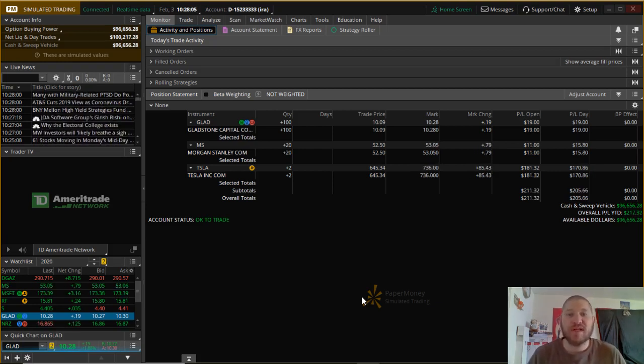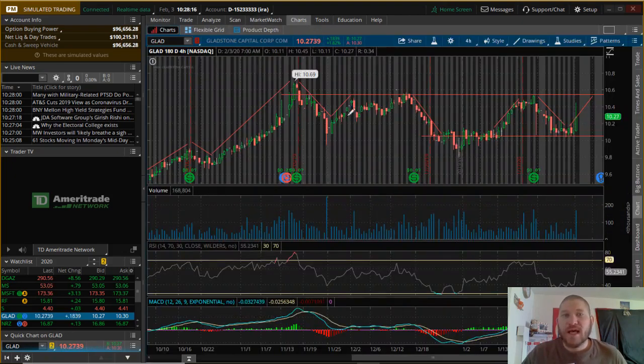Now, why did I pick these three? Because I saw potential. Now, Ricky always talks about seeing potential, so let's go ahead and break down some of these potentials here.